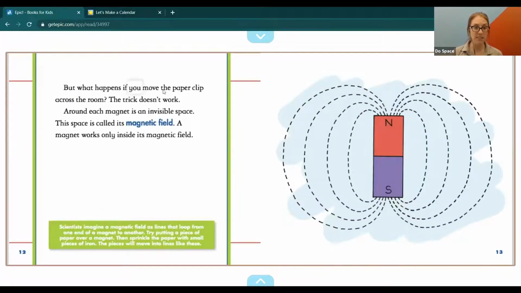But what happens if you move the paper clip across the room? The trick doesn't work, because around each magnet there is an invisible space. This space is called a magnetic field, and the magnet only works within that field. So you can see here all these dotted lines are its magnetic field. So if we had one of those iron nails, and we had it really close to our magnet, it would stick to our magnet. That's right here. But if it was outside over here, in this space, it wouldn't be attracted to it.